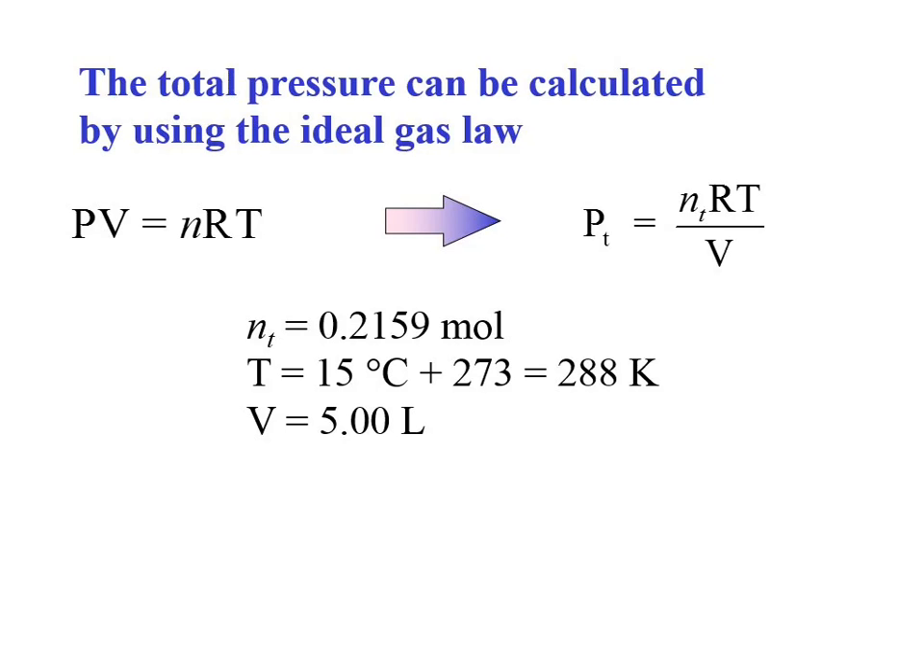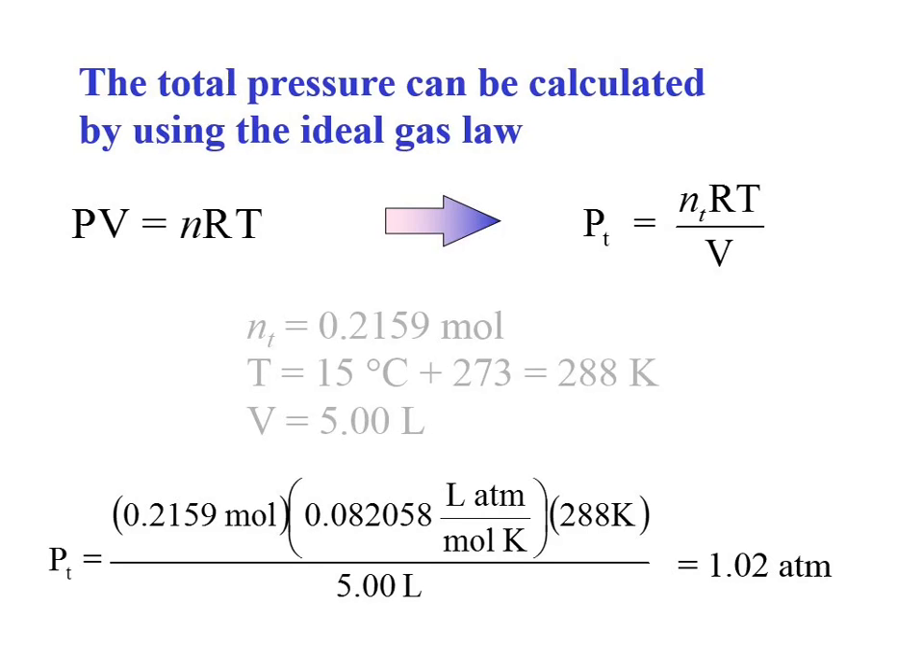We needed to fix our temperature. It was given in Celsius, so 15 degrees Celsius plus 273 is 288 Kelvin. So we should be fine then. Now we're ready to plug in. So the total pressure is equal to the total number of moles, 0.2159 moles, times the ideal gas law constant, 0.082058. Units of R are liters atmospheres per mole Kelvin, the R we're using, times the temperature in the Kelvin scale, 288 Kelvin, divided by the volume that was containing these 3 gases, which is 5.00 liters.